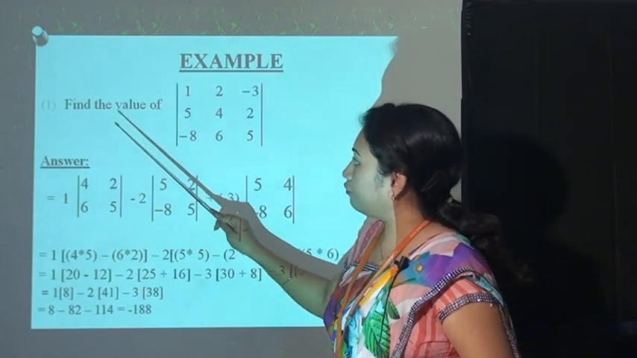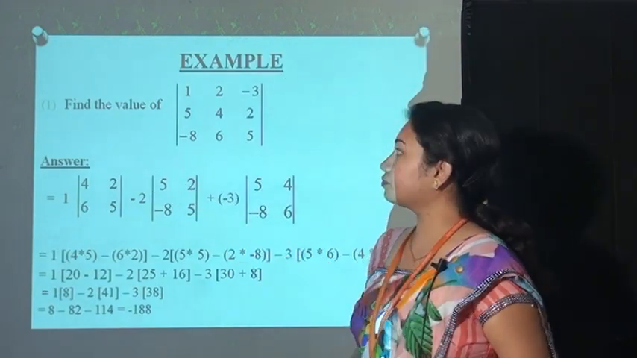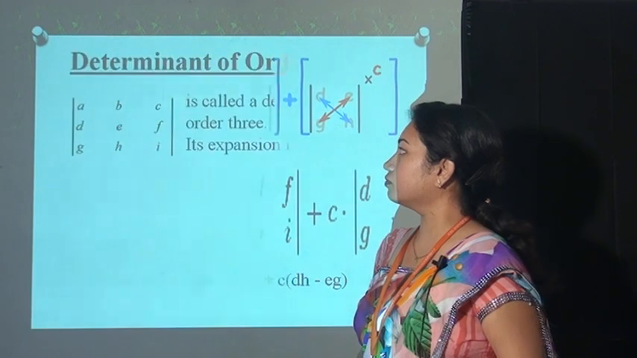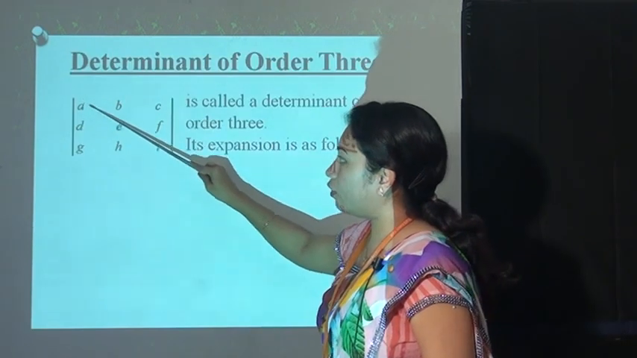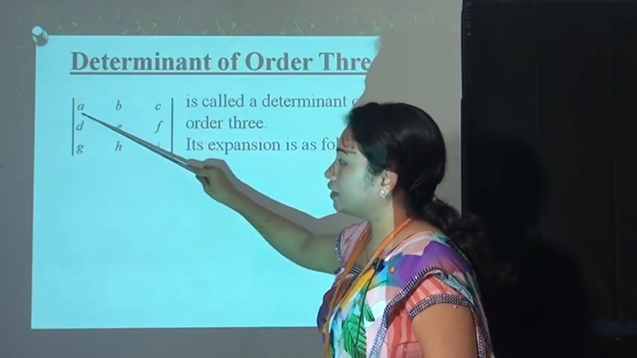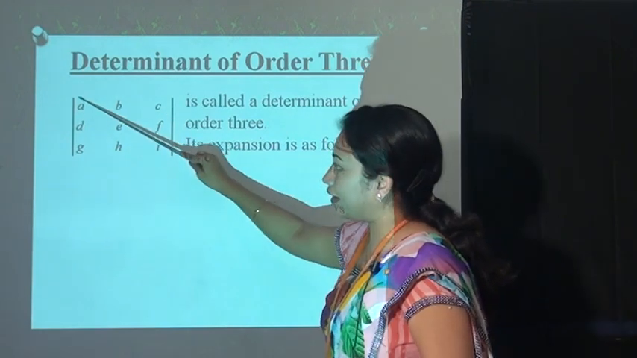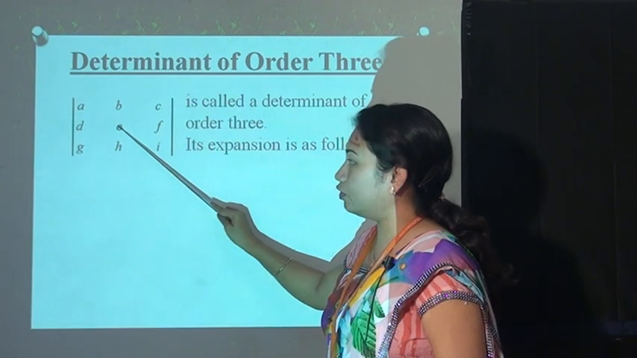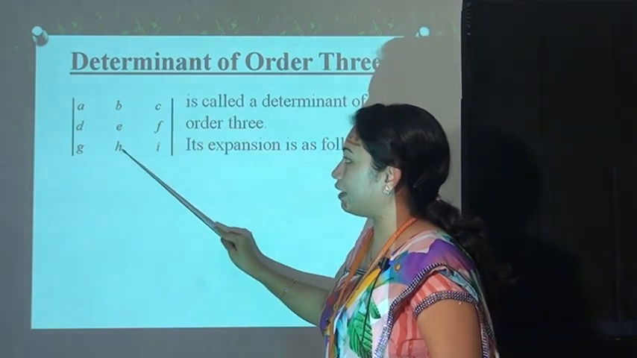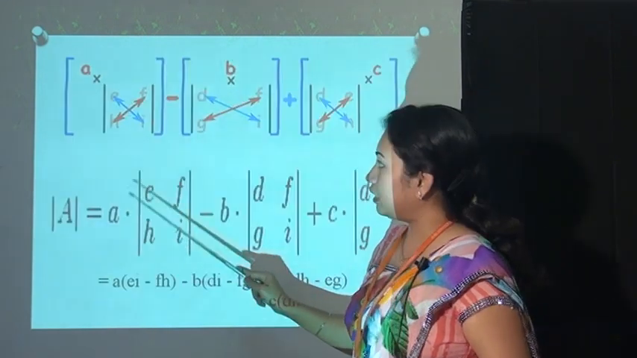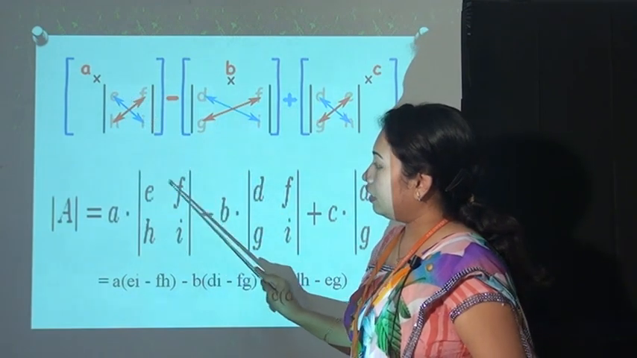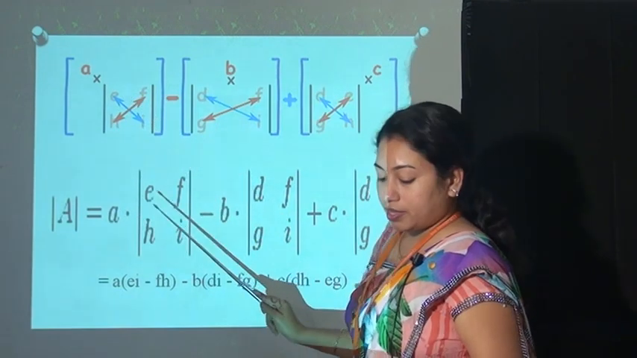That means if we want to find the value of this element, we delete this row and this column. So the rest of the values of the determinant are E, F, H, I. You can see here E, F, H, I.